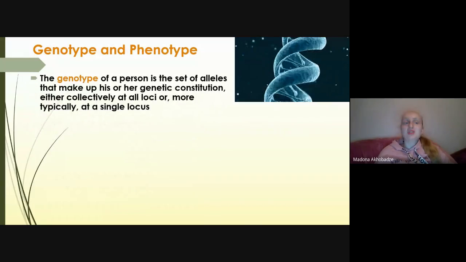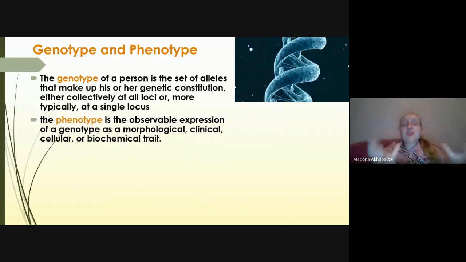So let's talk about the genotype and the phenotype. The genotype of a person is the set of alleles that make up his or her genetic constitution, either collectively at all loci or typically at a single locus. In other words, genotype is the genetic makeup of an individual, while the phenotype is an observable, detectable expression of the genotype. It could be in terms of morphological changes, clinical changes, cellular expression, or a biochemical trait.